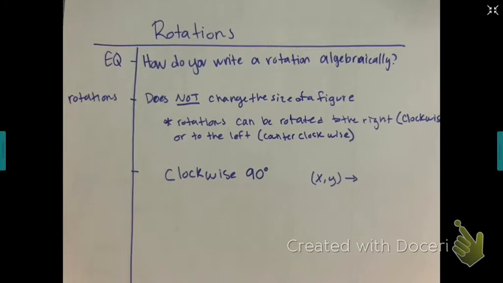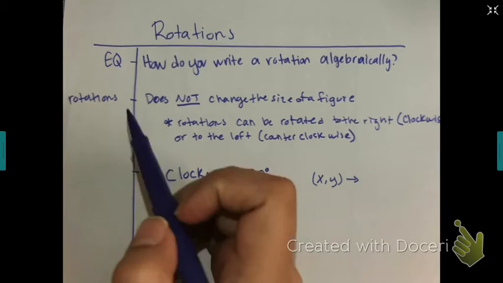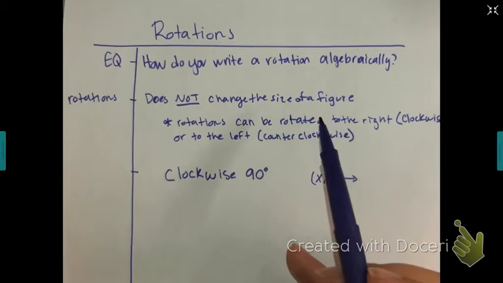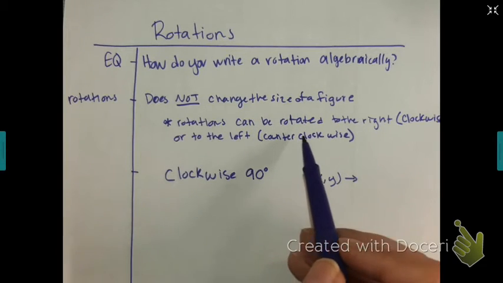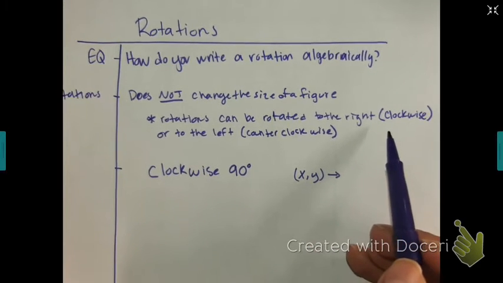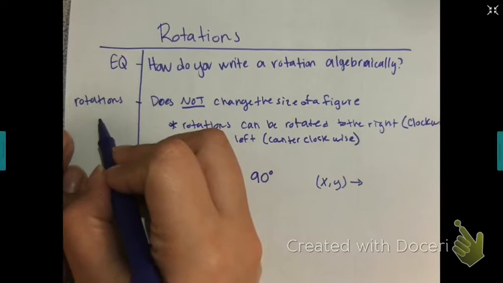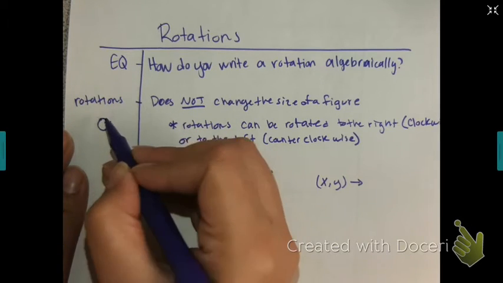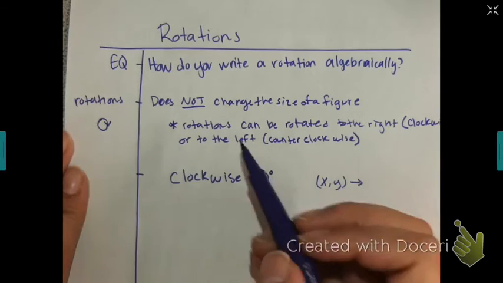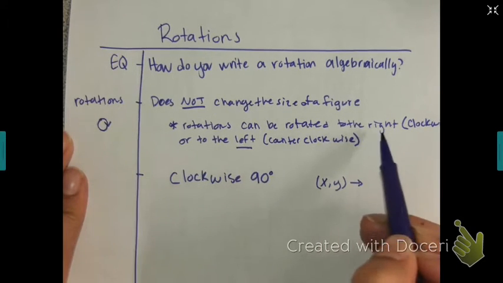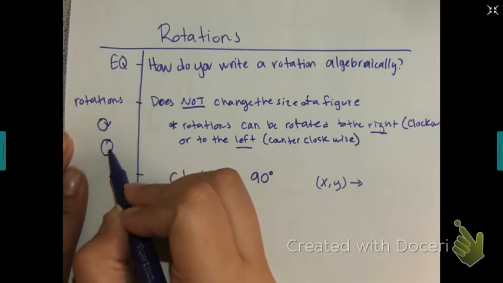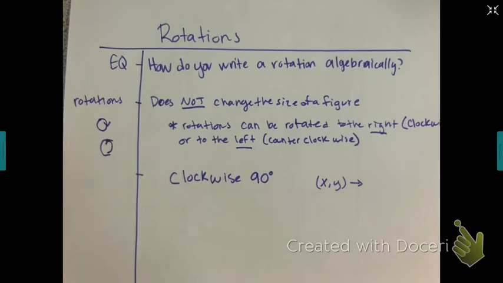Today we're going to be talking about rotations, and our central question is, how do you write a rotation algebraically? First, a rotation does not change the size of the figure, it just moves it around. Rotations can go to the right, which is clockwise, the way the clock goes. They can also go left, which is counterclockwise, the opposite of what a clock would do.